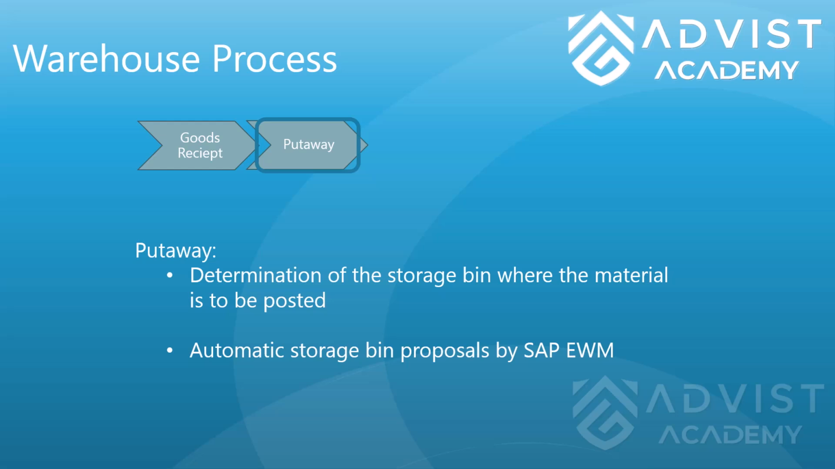Following the goods receipt, the put away process is carried out. In this step, the system determines to which storage bin the material should be posted. SAP EWM can automatically propose storage bins based on put-away strategies, storage types, or material characteristics. Once the physical put-away is completed, the stock is recorded in the system at the designated storage location. This level of transparency is critical for accurate inventory management and forms the foundation for all further warehouse activities.